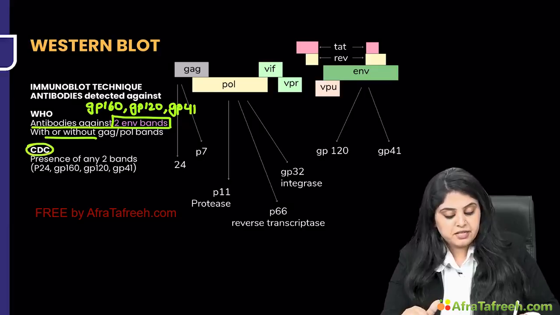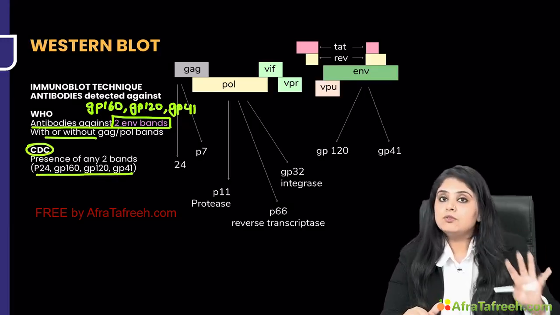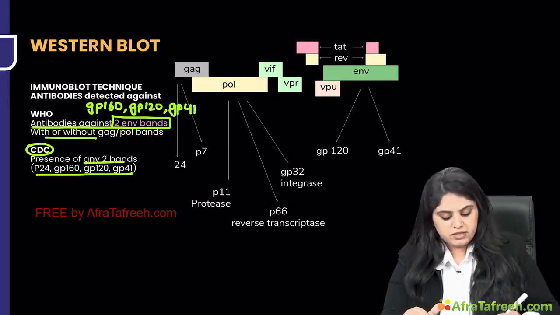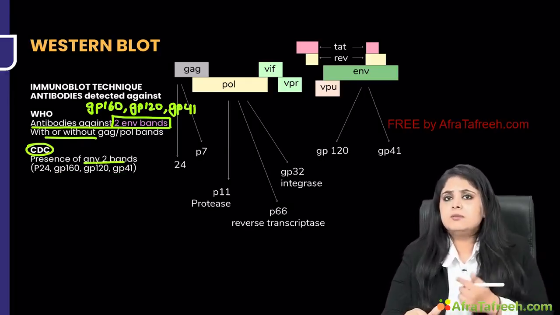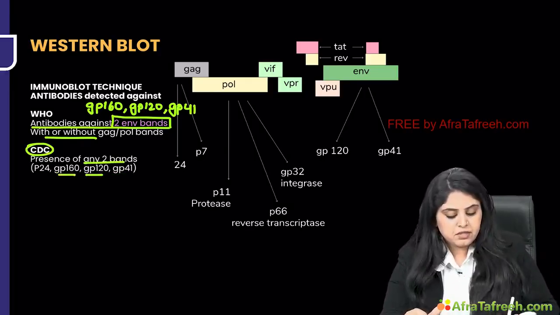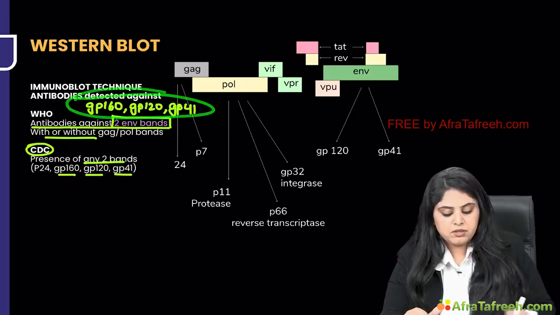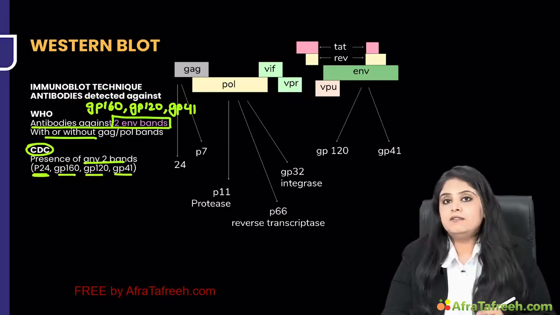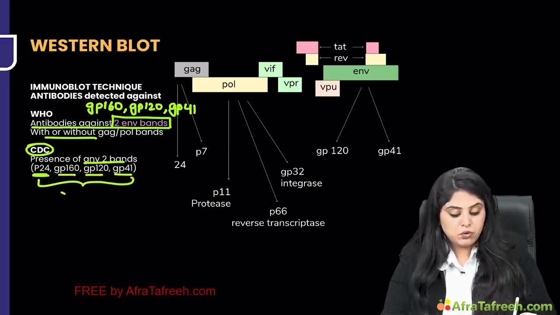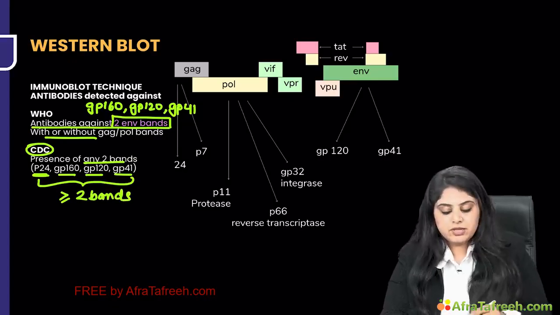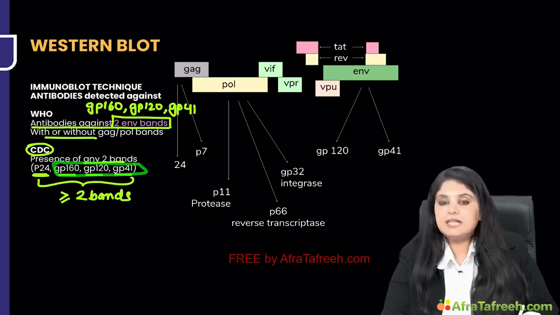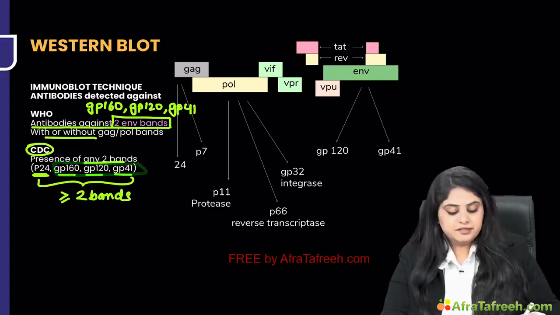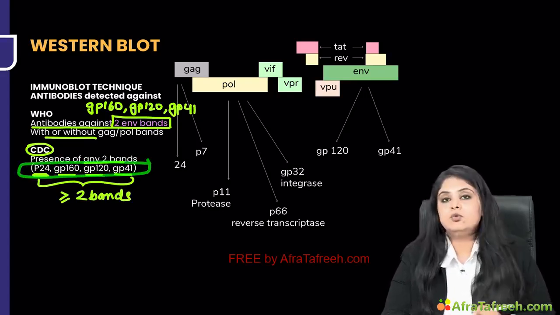CDC says that we are giving you a list of 4. Out of those 4, any 2 should be positive. But look, out of those 4, 3 are the same as WHO's: 160, 120, 41, that is repeated. CDC has considered P24 also. So out of these 4, CDC says that at least 2 bands should be present. So WHO has said that out of these 3, any 2 bands should be there. And CDC says that out of these 4, any 2 bands should be there.